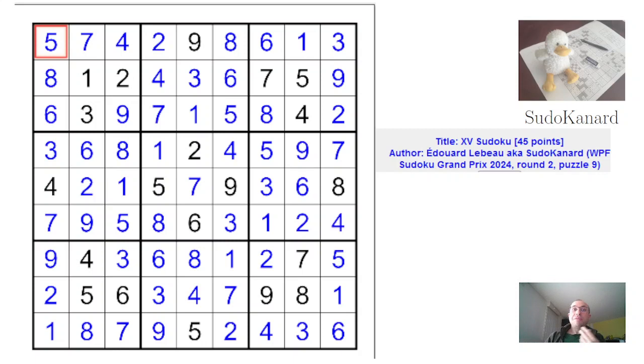So I think I forgot to mention at the beginning that this was my puzzle in the Grand Prix.